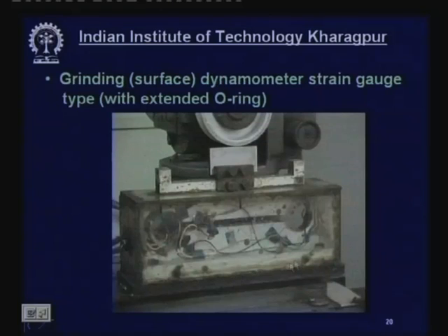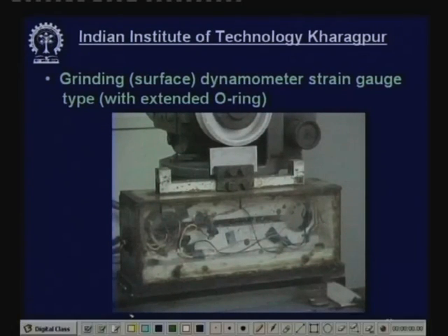Now come to the grinding dynamometer. This is one strain gauge type grinding dynamometer. Here you see this is an extended type dynamometer, strain gauge type. Two forces will be acting here. One force in this direction, called Ft, and another force in this direction, say Fn.